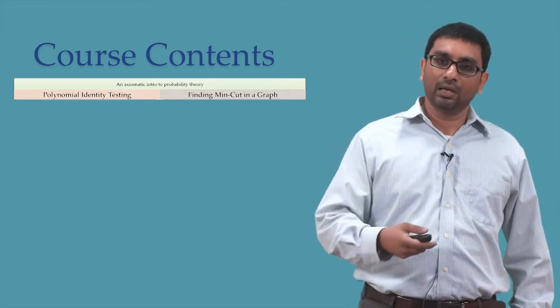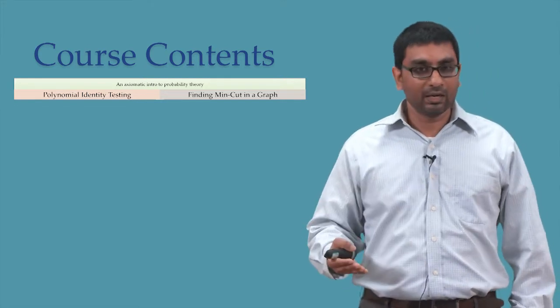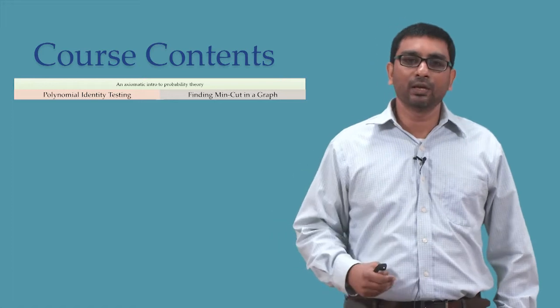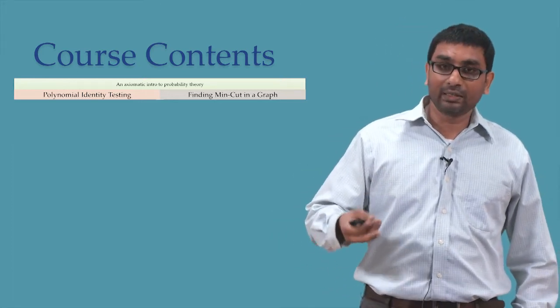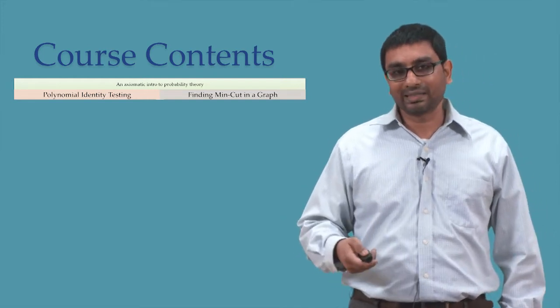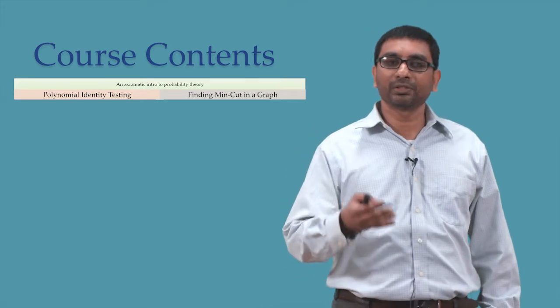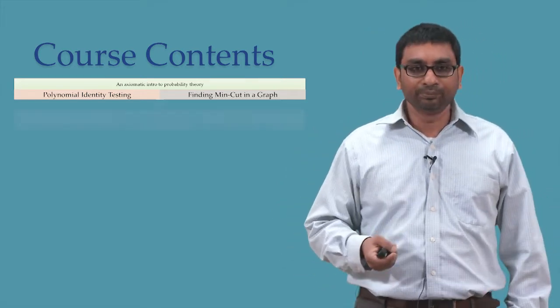Now, the first module is going to be a brief introduction to probability theory, the notion of probability spaces, events, and so on and so forth. And we are going to study the problem of finding minimum cuts in a graph. And also polynomial identity testing. These will be the 2 examples that motivate this module.